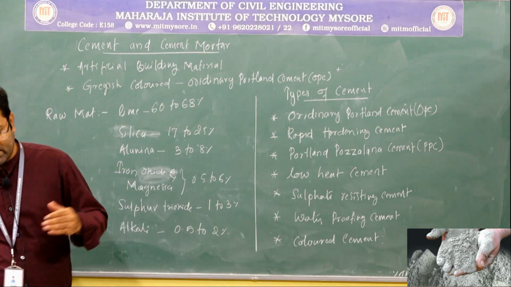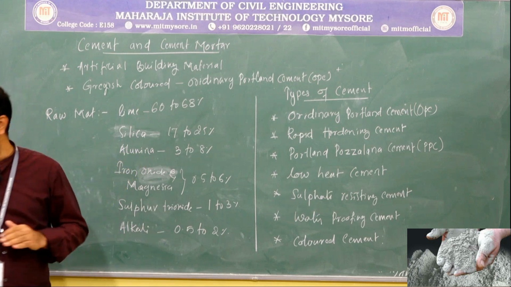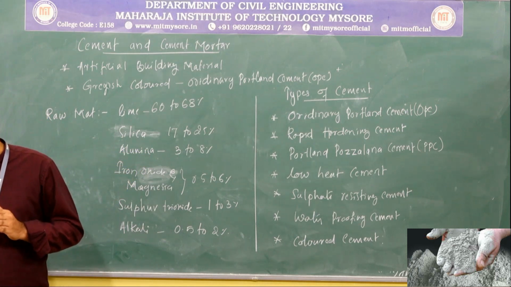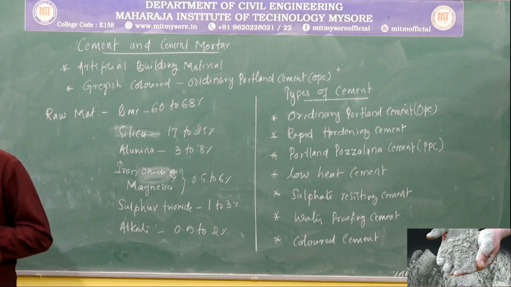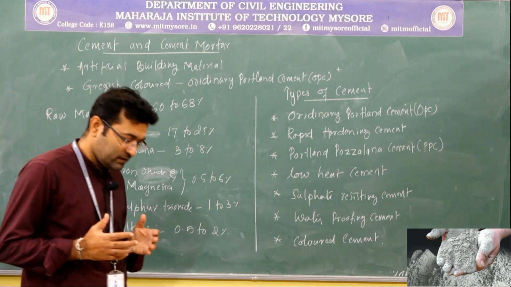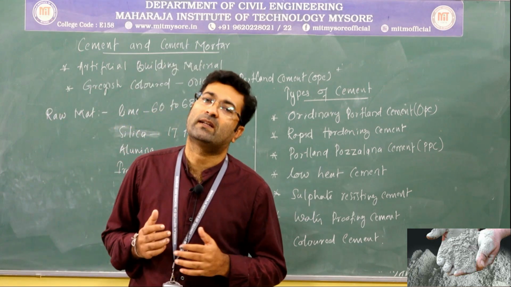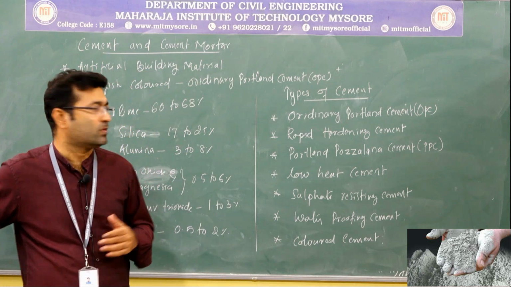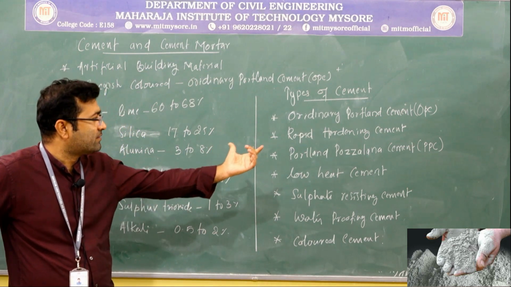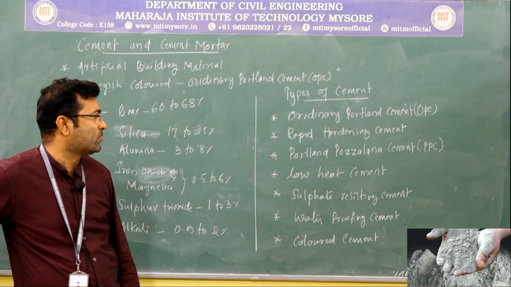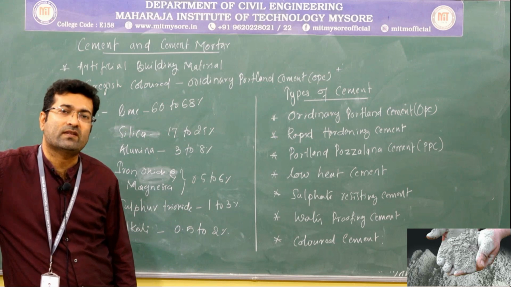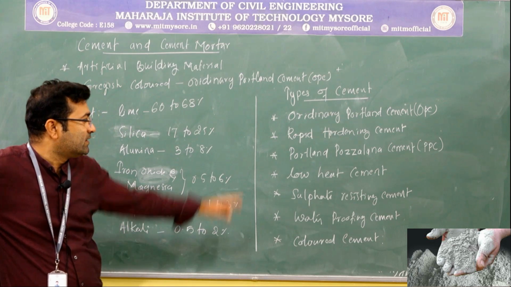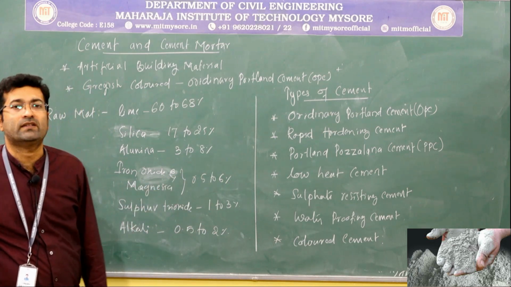This ordinary Portland cement will contain some additional pozzolanic material, which is basically from volcanic substance. It will have more resistance towards chemical attacks on the cement. Nowadays we are using this cement most widely in construction activities, as it has very good resistance against chemicals. The next one is low heat cement.